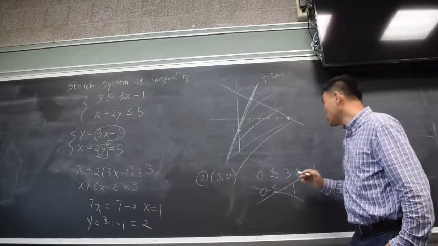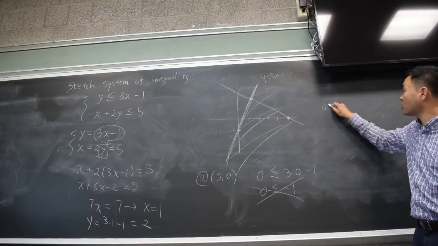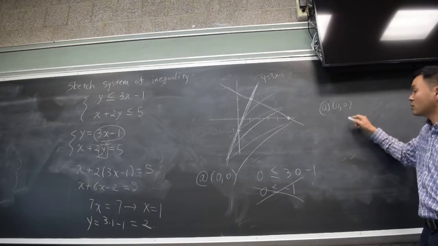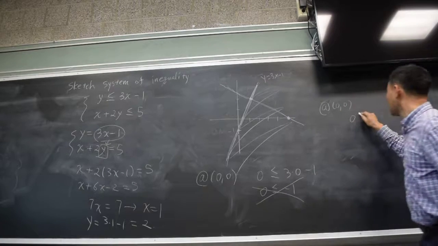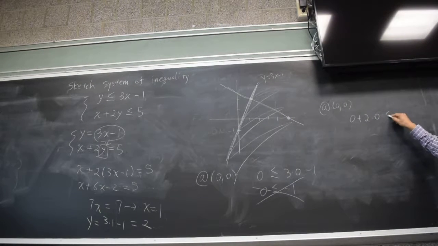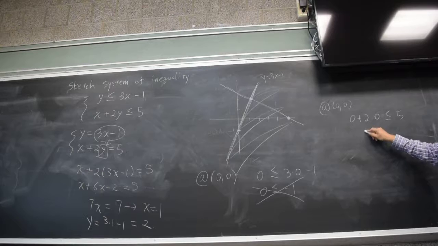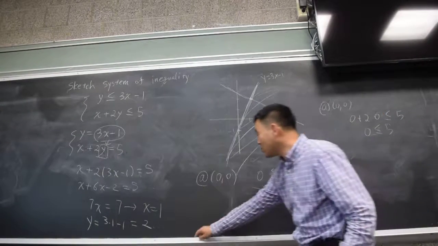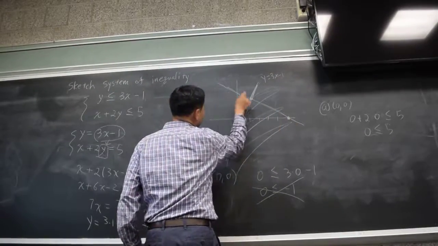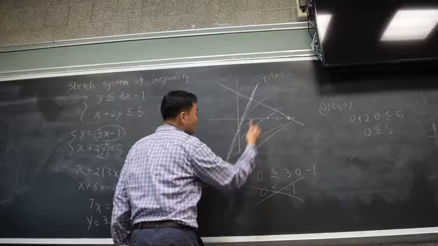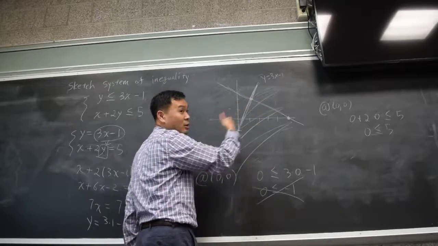Okay? Now let's try the same thing for the other equation at 0, 0. Let's plug in 0 here, 0 here. What do you get? We get 0 plus 2 times 0 less or equal to 5. So 0 is less or equal to 5. What does that mean? It works or it does not work? It works, okay? If it works, then we can say that for this one, the region containing the 0 is the one that works.